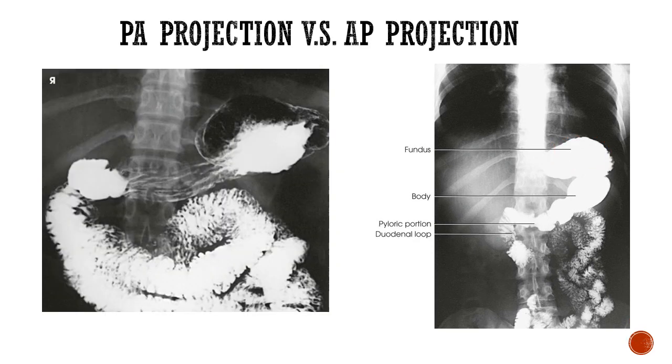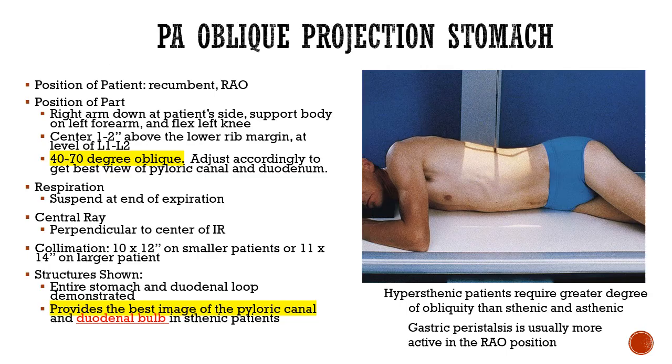Here are two images showing the PA and the AP projections. The PA projection is on the left-hand side, showing that the patient has air in the fundus. So there's air in the fundus. In the AP projection, because the patient is supine, and when the patient is supine, the fundus is at its lowest level. So now the fundus has barium in it.